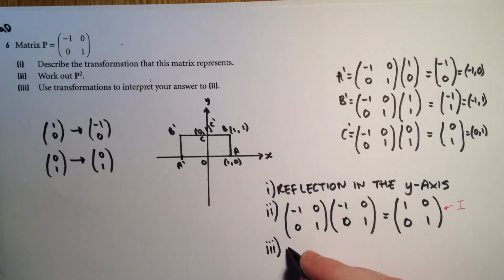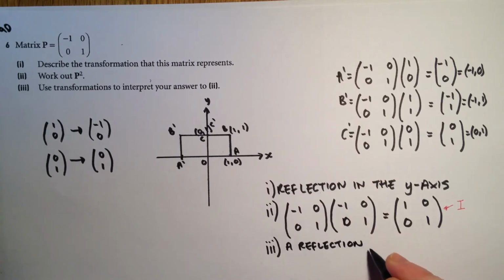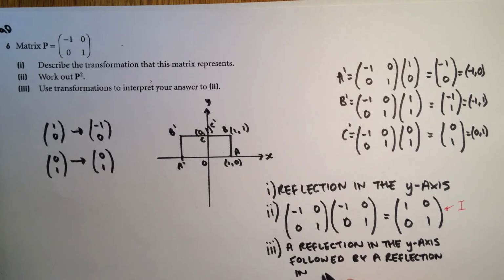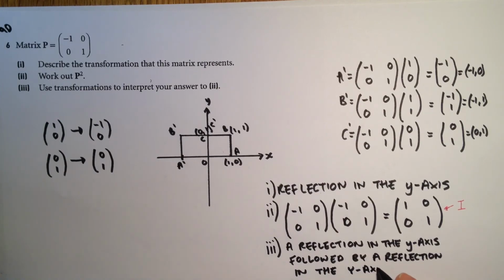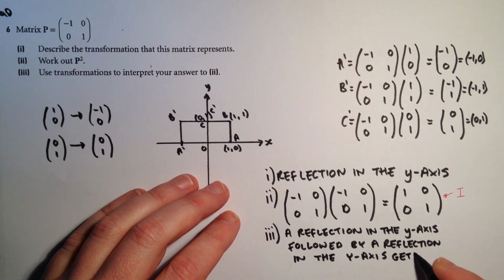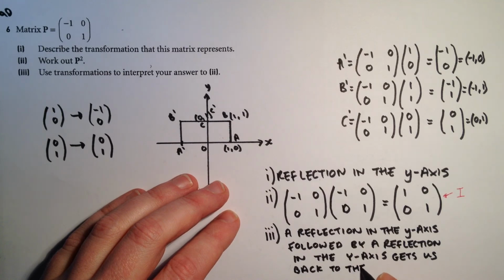So how do we put this? We could say that a reflection in the y-axis followed by a reflection in the y-axis gets us back to the original position.